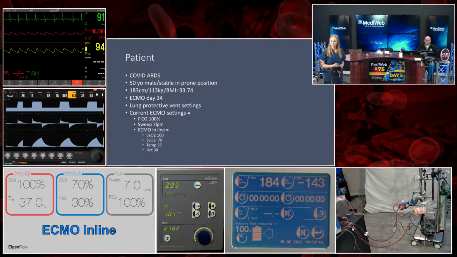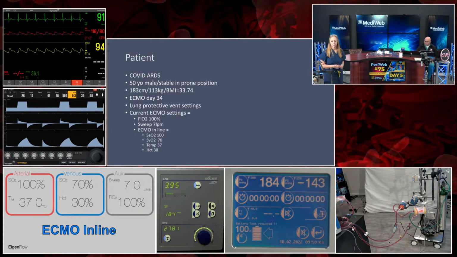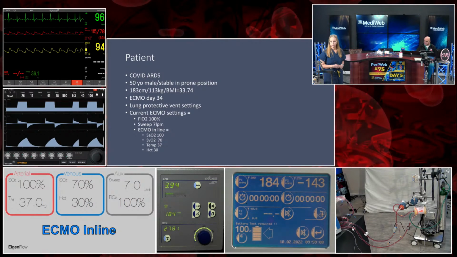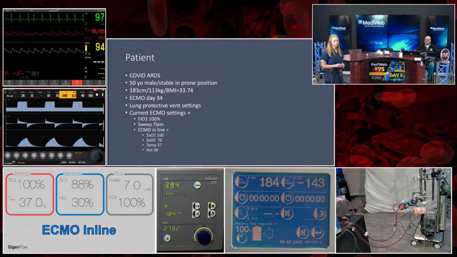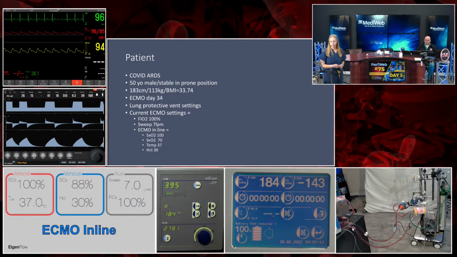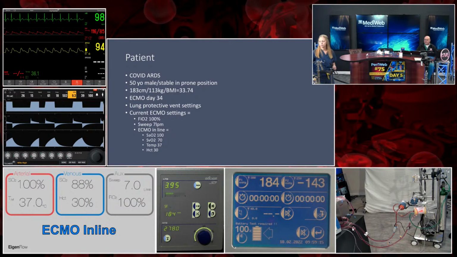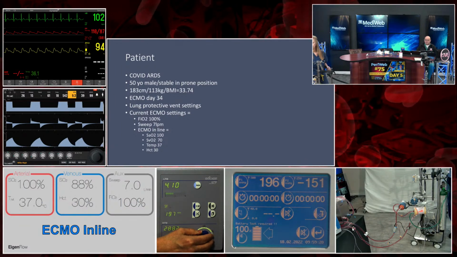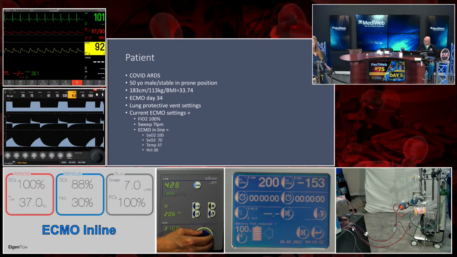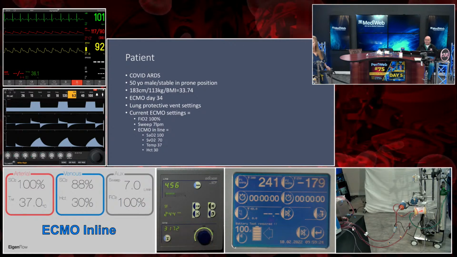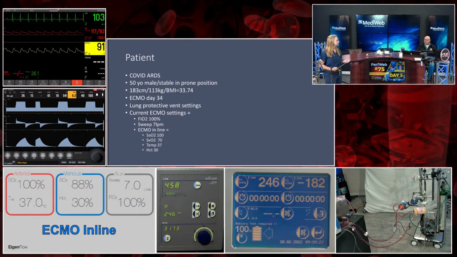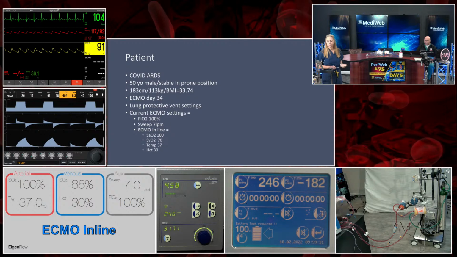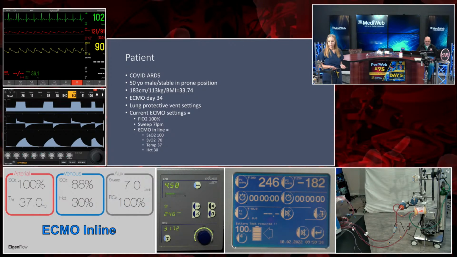And not long after we get the patient flipped over, we start noticing problems. Okay, so we've got the patient flipped. We're doing everything we need to do. Maybe we could turn our ECMO flow up a little bit, see what is going on here. And not unlike a lot of things, things have started to deteriorate. And they are deteriorating fairly rapidly.